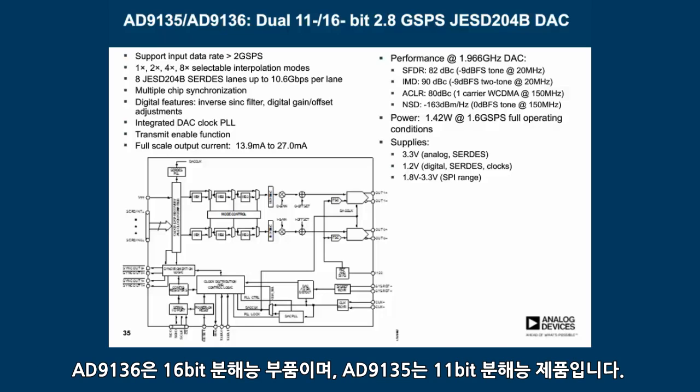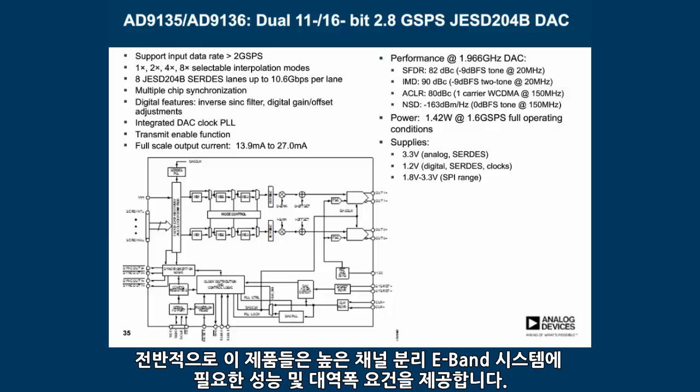The 809136 is a 16-bit resolution part, and the 809135 is an 11-bit resolution part. Overall, these products provide the necessary performance and bandwidth requirements for the high channel separation E-band system.